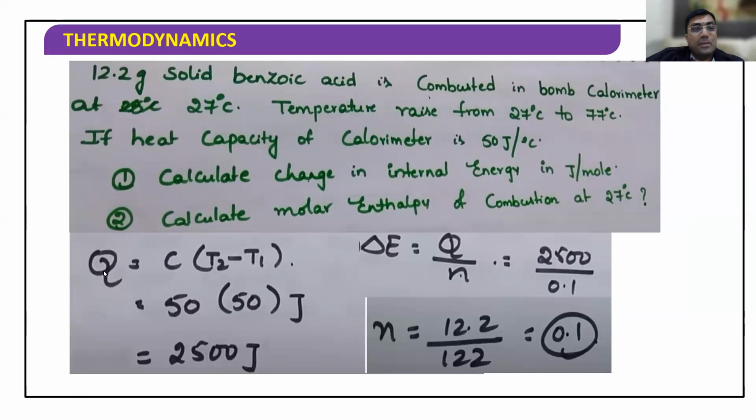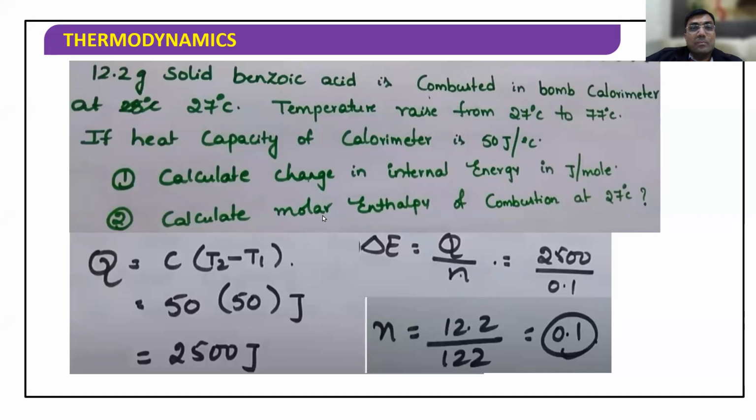It's very simple. First, Q is equal to C. What is the C value? 50 joule per degree, into T2 minus T1. Degree gets cancelled. So you get 2500 joules. Clear or not? The difference is 50 here, T2 minus T1, so that 50 I have written. Now, delta E is equal to Q by N. Q value is 2500. What is the N value? Weight by molecular weight, 12.2 is the weight. The molecular weight of benzoic acid is 122, so N is 0.1. 2500 by 0.1 becomes 25,000 joules. Clear or not?